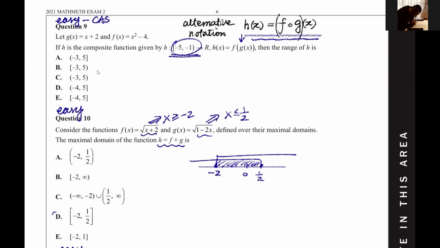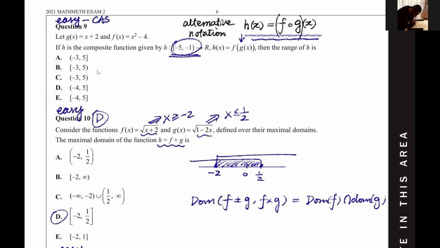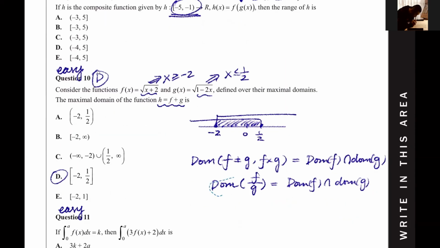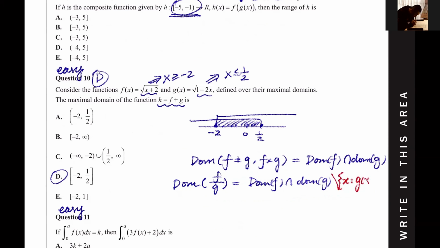So that will give me option D. Before I go back to question 9, what I'm going to talk about is the domain of f plus or minus g, or f times g, is the domain of f intersecting the domain of g. If I have the domain of f divided by g, that is the domain of f intersecting the domain of g, but we need to exclude any x making g of x equal to 0. We need to use backslash, okay?